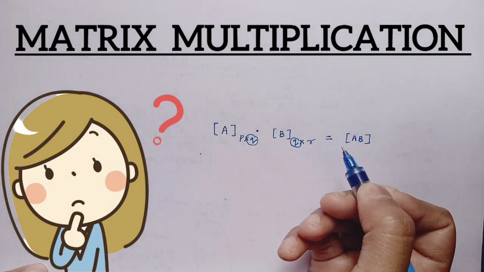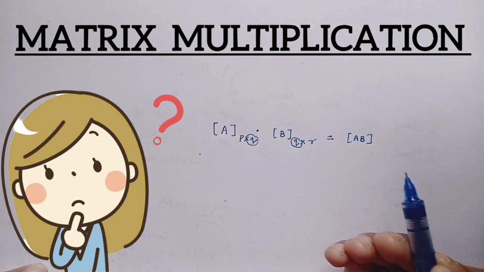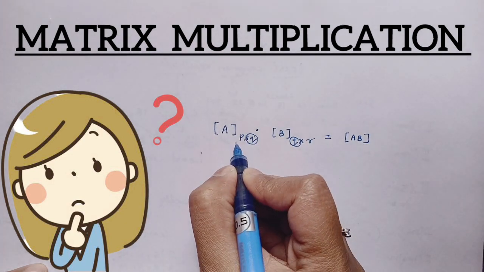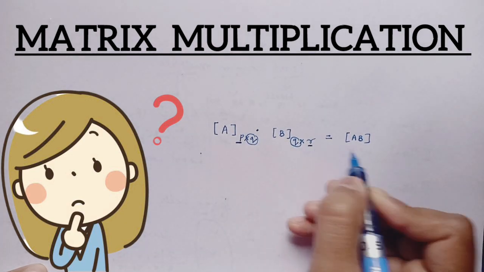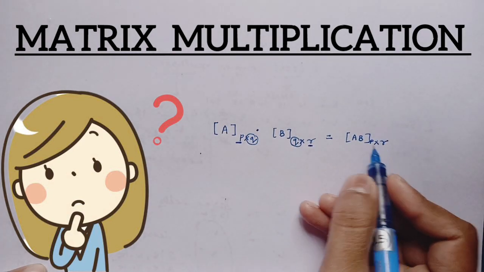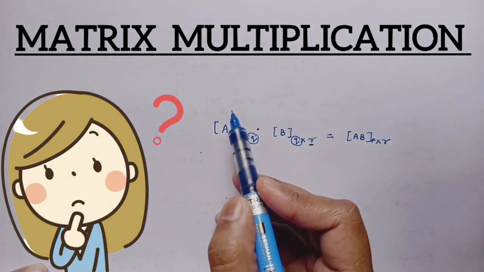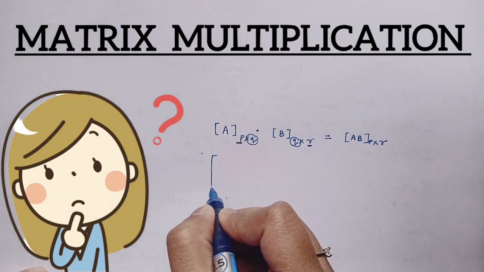A dot B is possible. So after multiplying two matrices I will get a new matrix AB with order left over, देखो P into R. So the matrix after multiplication will have the order P cross R. So here we will see with the help of an example.